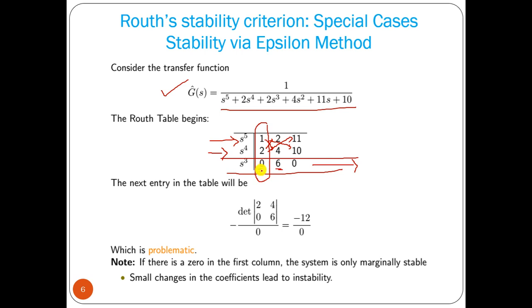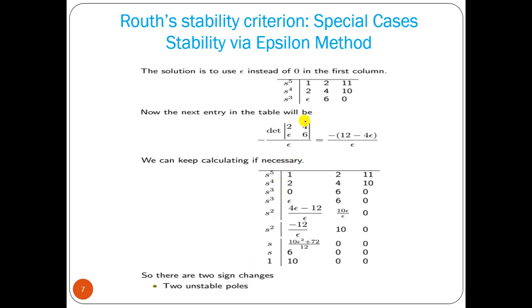This is 0, then how can we find out the next row value? 0 into 4, that is 0, minus 12 divided by 0. Something divided by 0 becomes infinity. So it is problematic to solve for the other coefficient values. What we have to do is, instead of 0 in the first column, consider a value epsilon, which is a very small positive number.